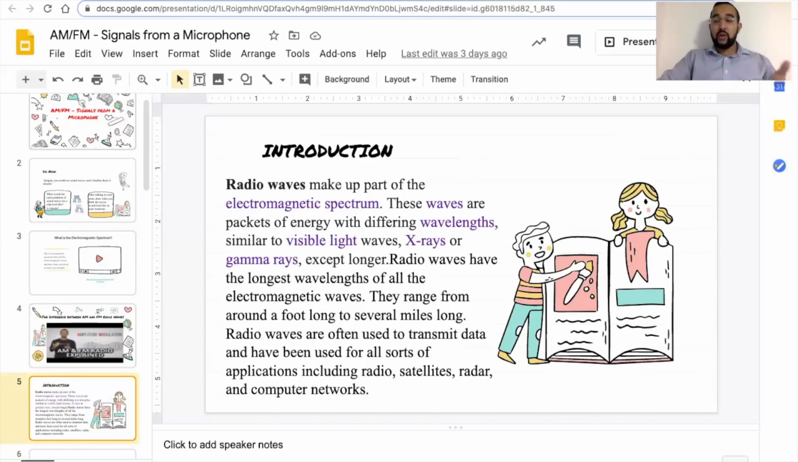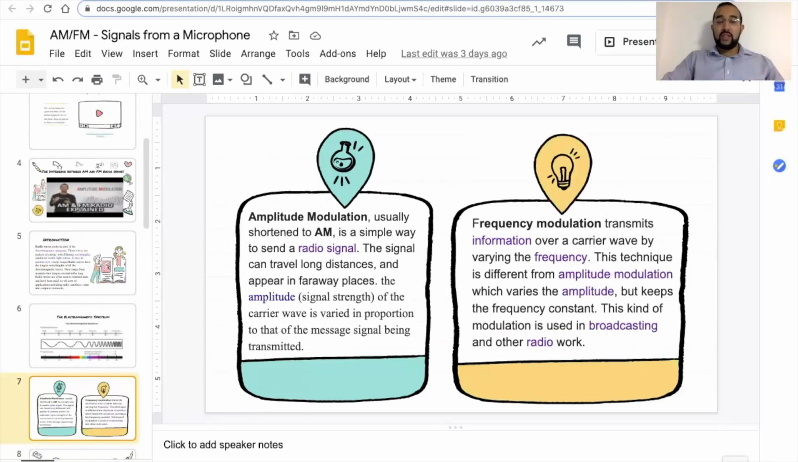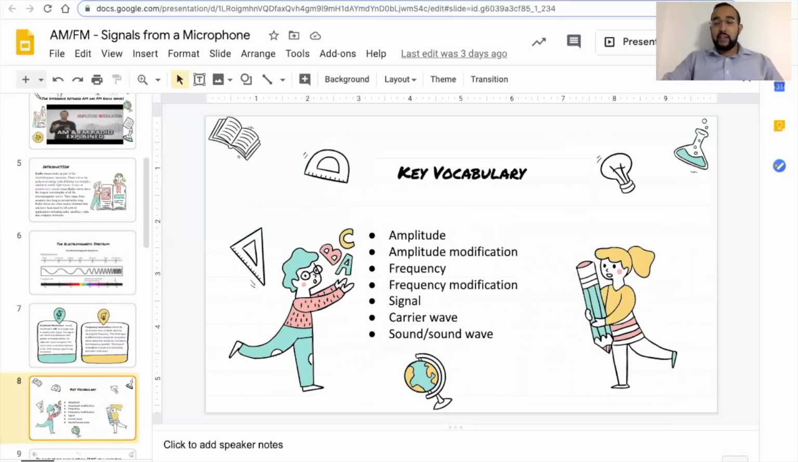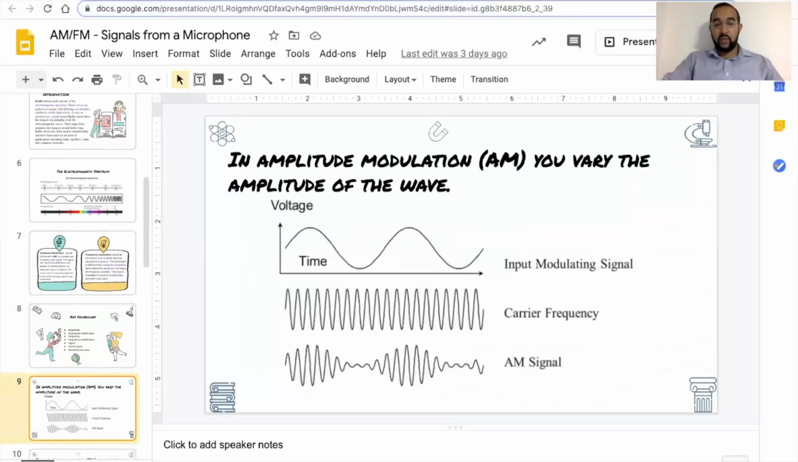So this is going deep into what radio waves are, images, and then what AM is, what FM is, what the differences and similarities are, and where you would use AM frequency and where you would use FM frequency, and so on and so forth. This introduces some vocabulary words as well: amplitude, amplitude modification, frequency modification, signal, carrier wave, sound wave, and so on, including some particular images about AM and FM.